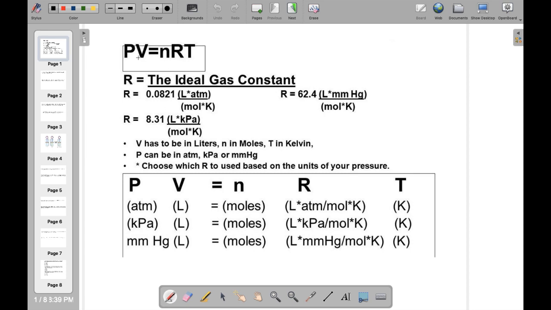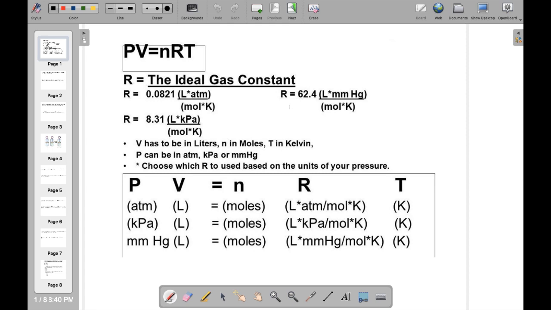Also, in these problems, if they give you a volume in milliliters, obviously you're going to have to convert to liters, otherwise it will be wrong. If they give you a temperature in Celsius, you got to convert to Kelvin. So this is where people miss these questions. They just sort of do them fast and they don't pay attention, and then they don't convert one of these units and they will get it wrong.